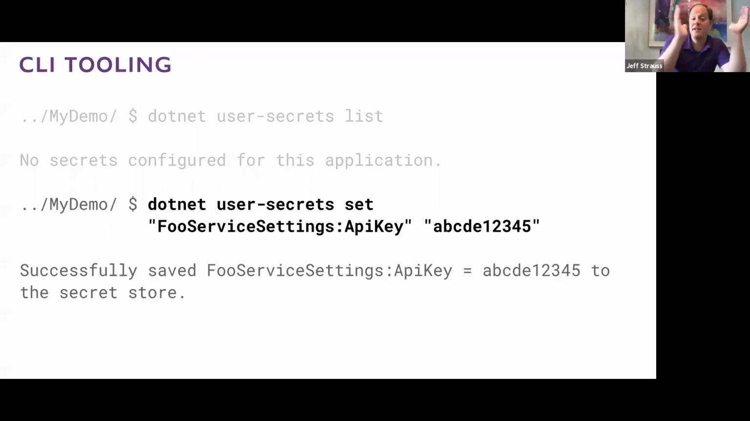So food service settings as the parent level, colon, and then a subproperty called API key. So now I'm going to add that. It's a secret. I don't want everyone to have my API key. Okay, so now if I were to go back and call user secrets list again, I'm going to actually see this.